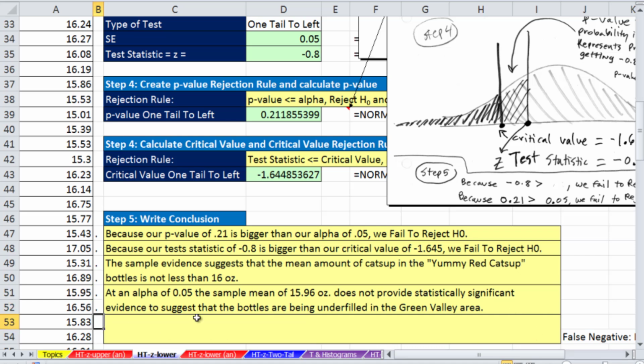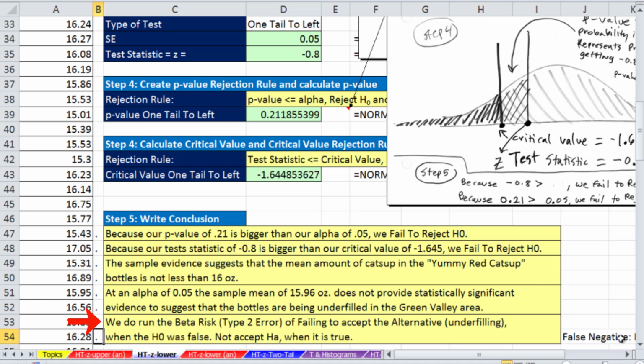And finally, we'll mention beta risk, because in our last video, we actually had statistical evidence to reject the null hypothesis. Here we don't, so we run the risk of a beta error. We do run the risk of failing to accept the alternative, underfilling, when H sub 0 was false. In essence, not accepting the alternative when in fact it was true.